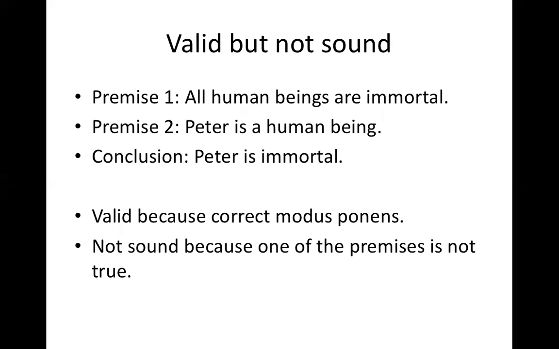An argument that is valid, but it is not true, is not a sound argument. For an argument to be sound, it has to be valid, and it also has to be true. So if you change immortal to mortal, you say all human beings are mortal, Peter is a human being, therefore Peter is mortal. That is a valid argument, and it is also true. So we say it is a sound argument. Soundness needs both validity and truth. Now, we say the earlier argument is valid because it is a correct modus ponens, but it is not sound because one of the premises is not true.